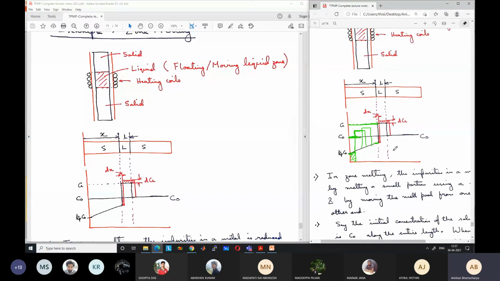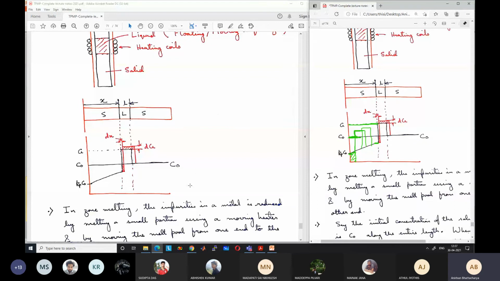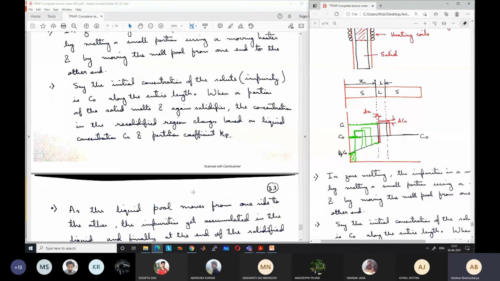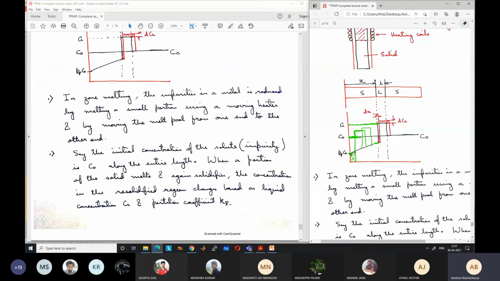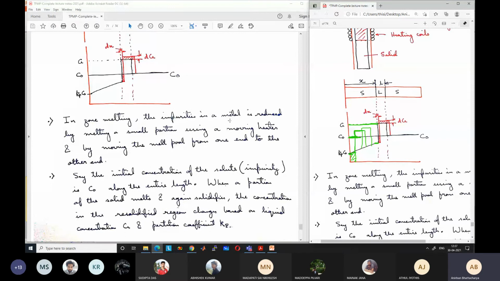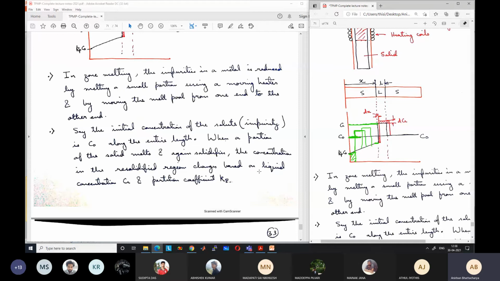I will go through some of the written notes here to summarize what we are discussing. In zone melting, the impurities in a metal are reduced by melting a small portion using a moving heater and moving the melt pool from one end to the other end. We have already discussed this. Say the initial concentration of solute or impurity is C0 along the entire length.